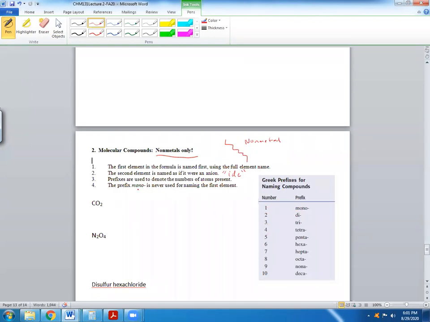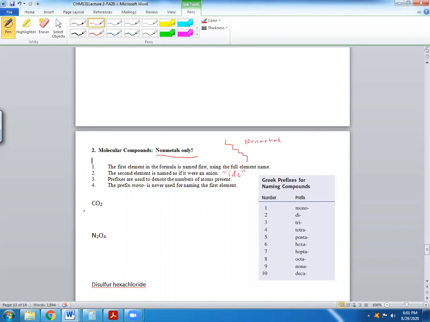The last thing is the prefix mono is never used for naming the first element. So you'll never call something, let's say, monocarbon. You just call it carbon if it's one. So you cannot start with mono.